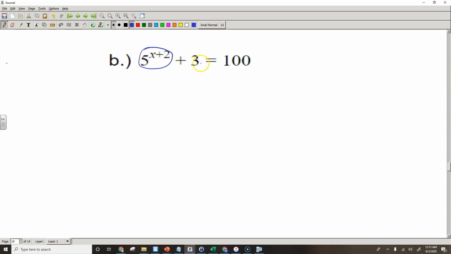I have this plus 3 that I can easily get rid of. I'm going to subtract 3 first from the problem to get it to the other side and combine it with 100. So now I have 5 raised to the x plus 2 equals 97. All right, and this is what I'm looking for. So now I just have an exponential equation, and I'm going to rewrite that in log form.